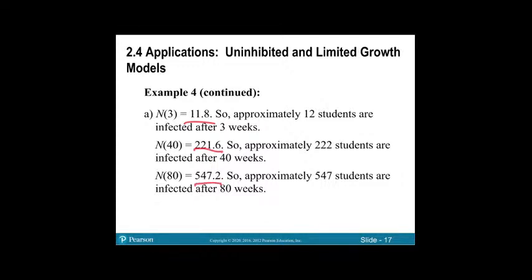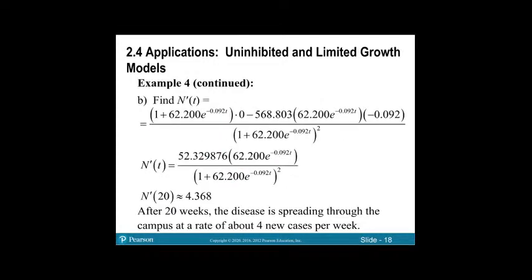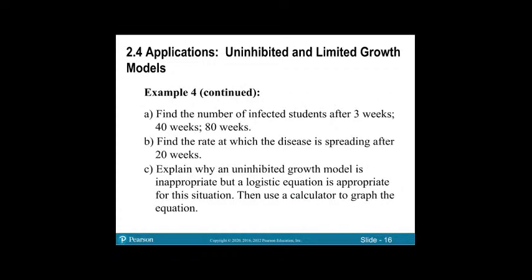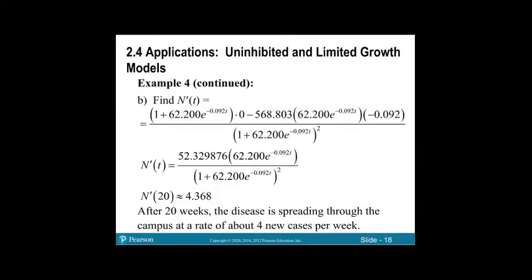Find the derivative, right? Okay. I just didn't feel like doing all this. It looks like they did low d high minus high d low over low low. So I'm going to let you work through that. Once you have the derivative, let T be 20. And so after 20 weeks, the disease is spreading on the campus at a rate of about 4 new cases every week.